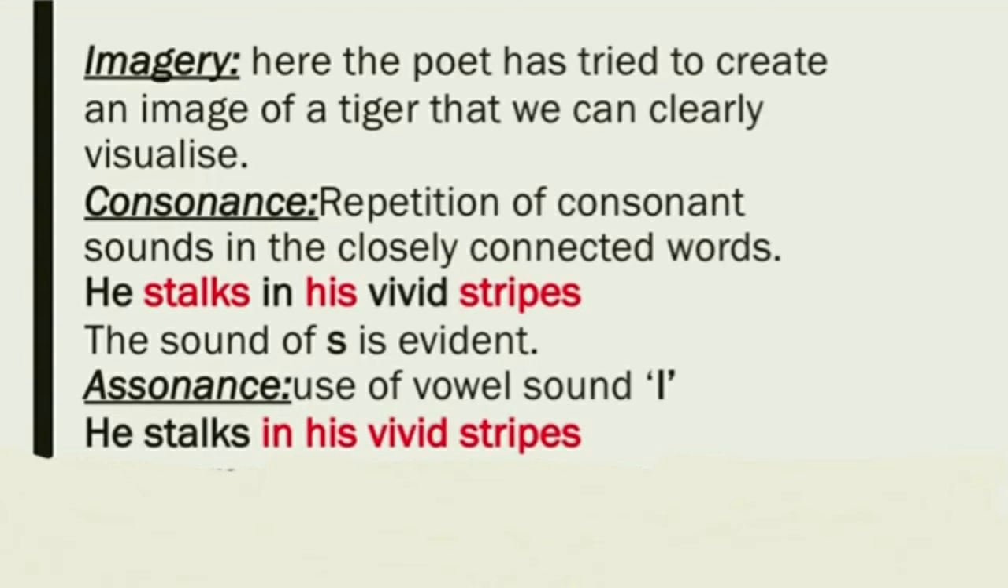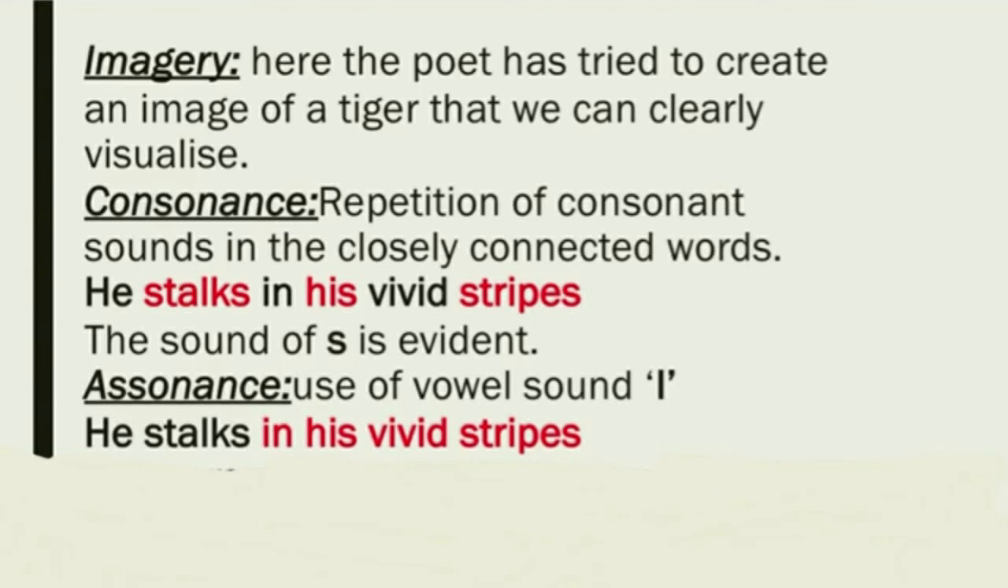Now we will move to the next poetic device. It is consonance. In this, repetition of consonant sounds in closely connected words is seen. We'll move to the example, you will understand. He stalks in his vivid strips. Here you can see the sound of S is evident. It is repeated. He stalks. S from stalks, S from his, and again S from strips. So this consonant sound S is repeated. You must be knowing what a consonant is in the alphabet. How many alphabets are there? 26. 5 vowels are there and the remaining are consonants. So that's the consonant sound S.